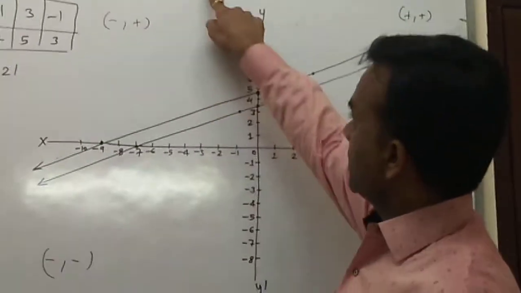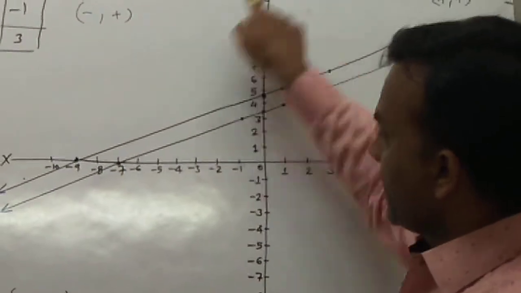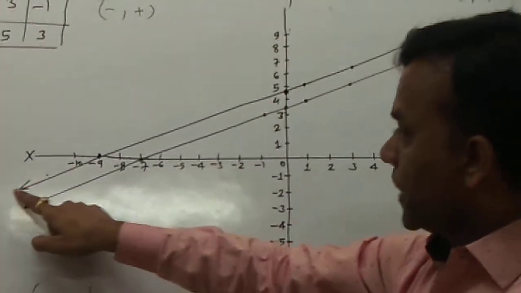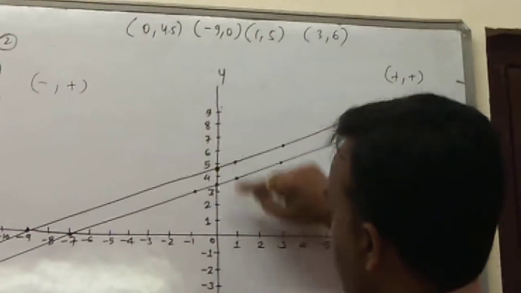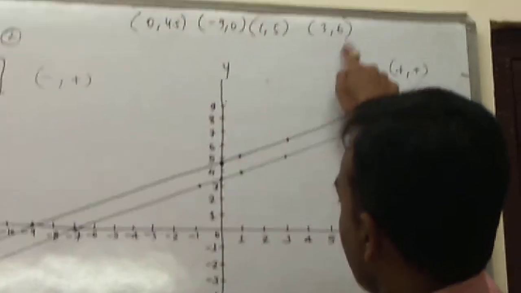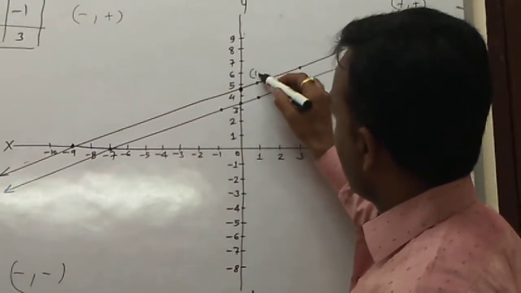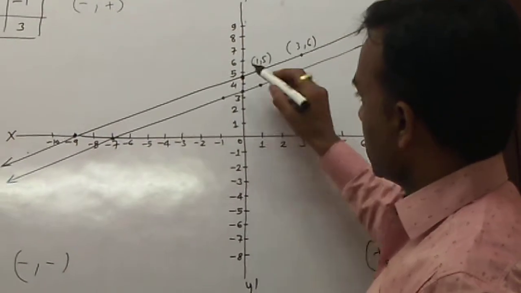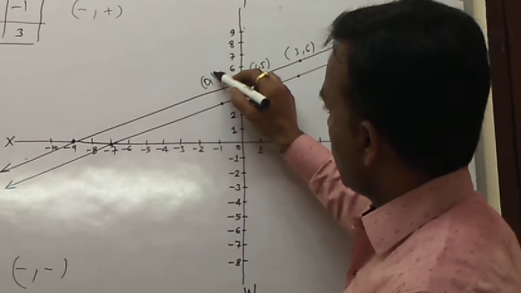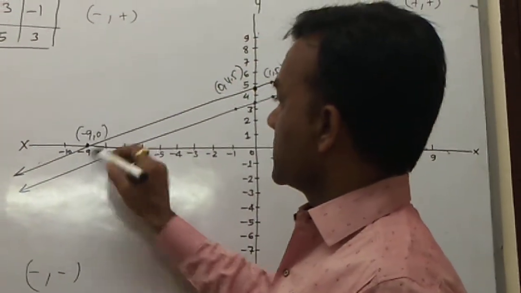Now draw here 0 comma 4.5, so you draw here 4.5, and then minus 9, so you draw minus 9. Now you join the line here. After that you also check 1 and 5, so yes, it is clear, 1 and 5, then 3 and 6. Similarly you draw the 3 and 6. You can also write down here 1 and 5, and you write down 3 and 6. Okay, and this point is 0 comma 4.5. Similarly you add here minus 9 comma 0.